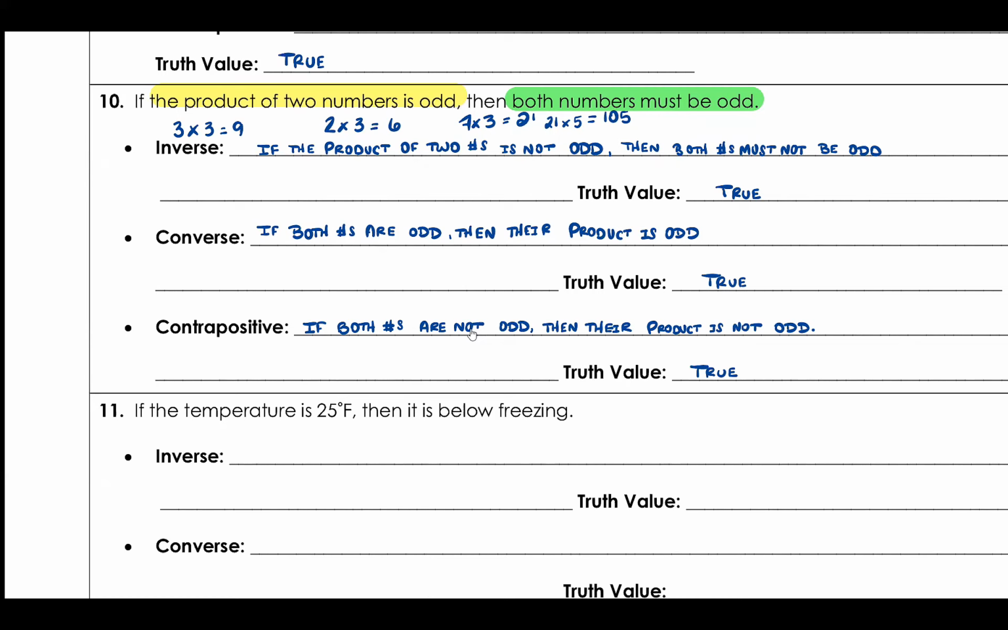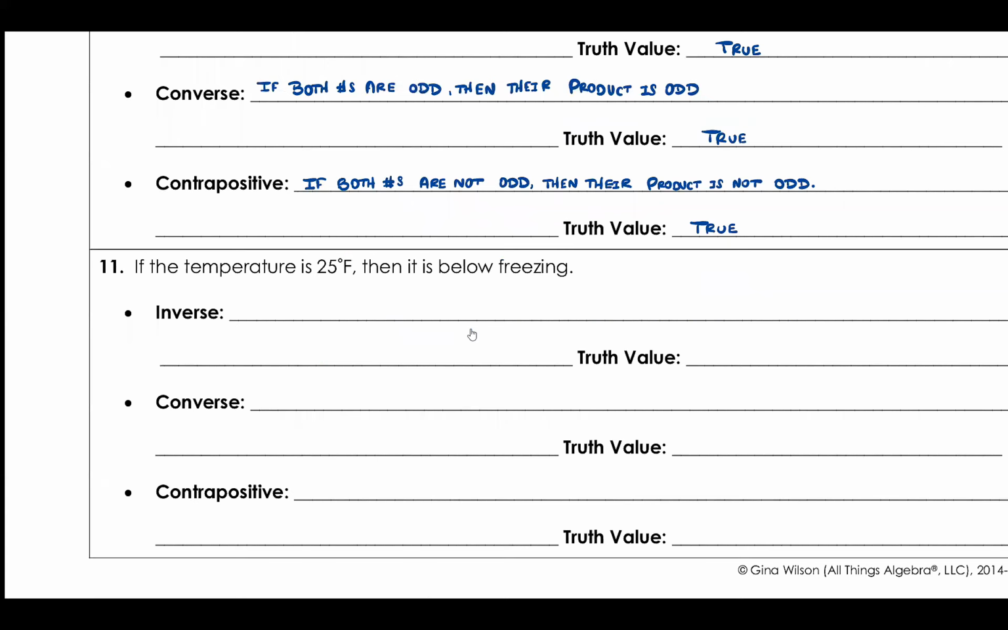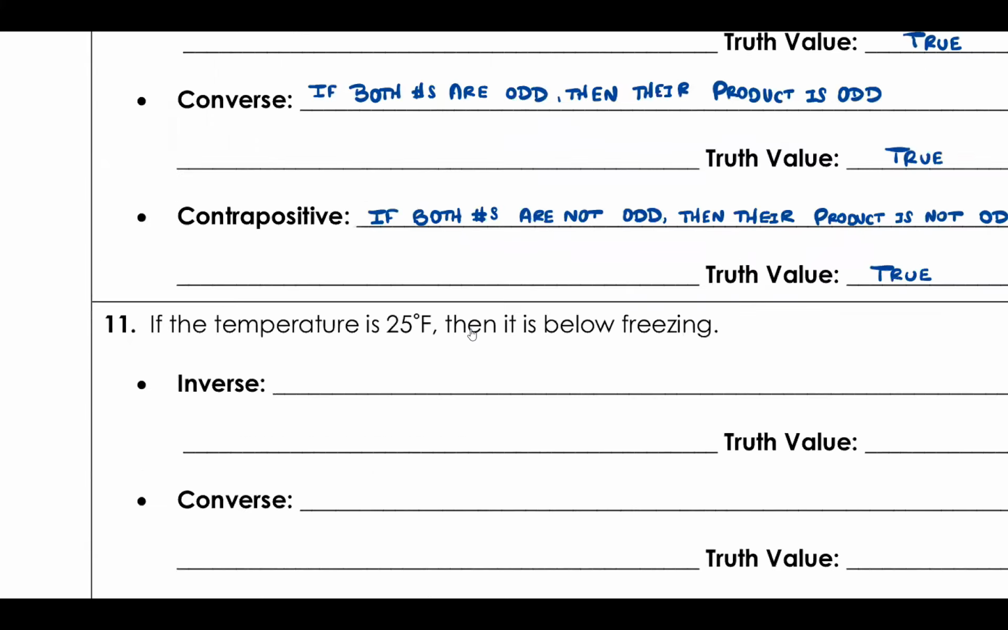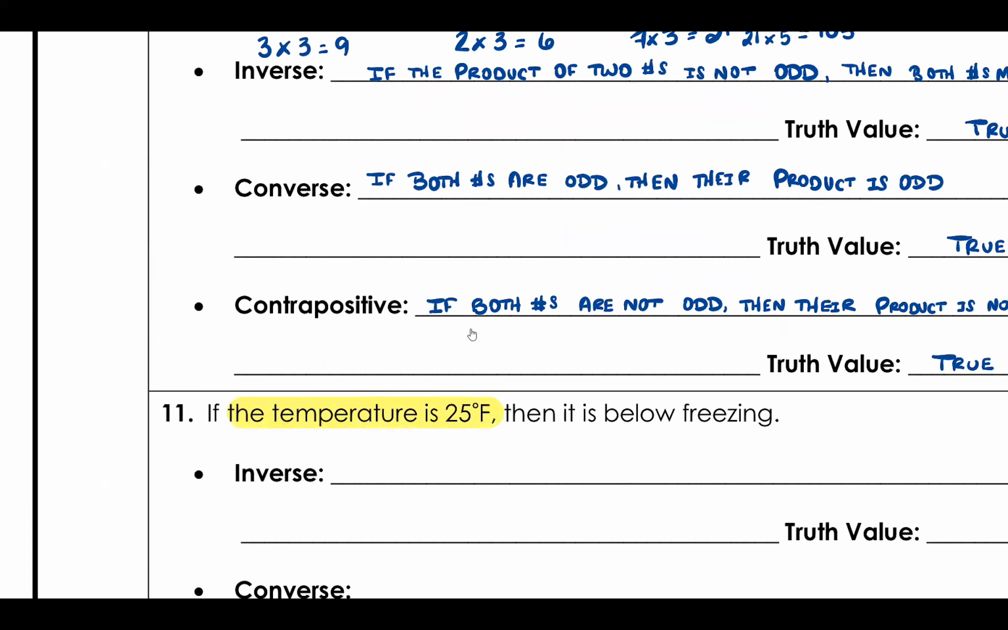All right, last one. If the temperature is 25 degrees, then it is below freezing. If the temperature is 25 degrees, it is below freezing. Is that true? Yeah. What's the freezing temp? 30. Mr. P would not be happy with you guys. 32 degrees. Thank you, Will. I heard like 36 and 30 and 32.